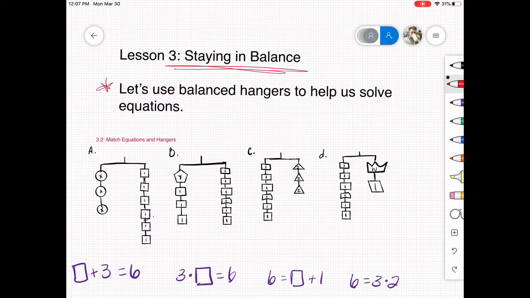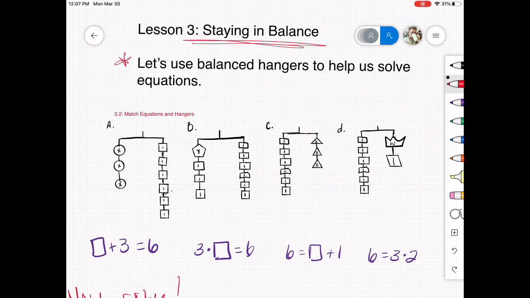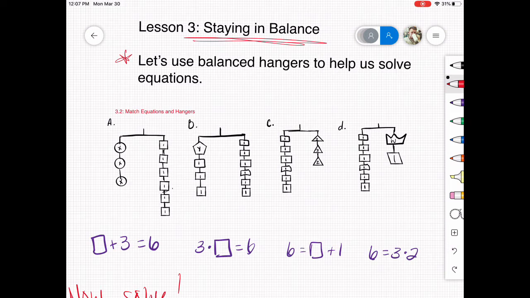Brown. We're going to be looking at lesson 3, staying in balance. So let's use balance hangers to help us solve equations. This is 3.2. We're going to be looking at this diagram. These four diagrams that I drew all by myself on my iPad are called hangers. These hangers are showing that both sides are equal, so they are equal equations.